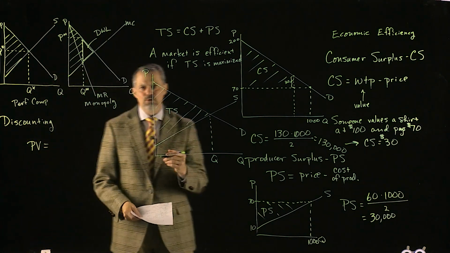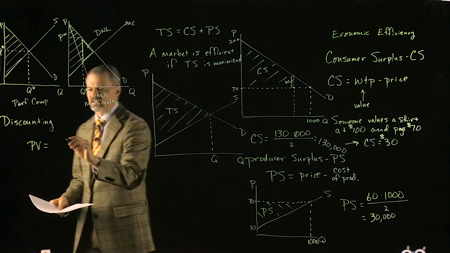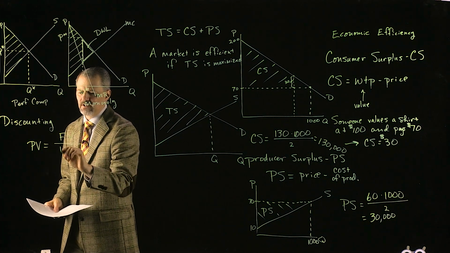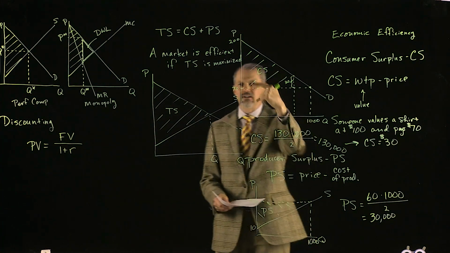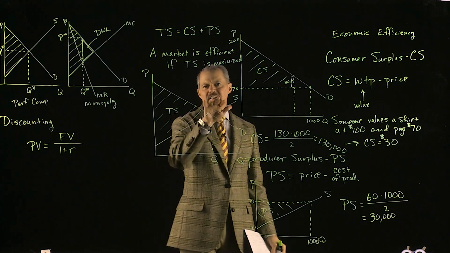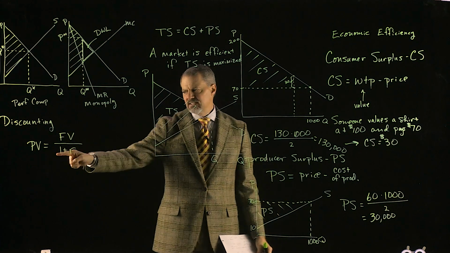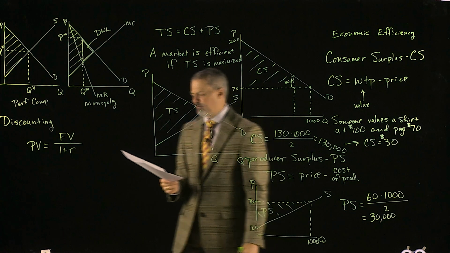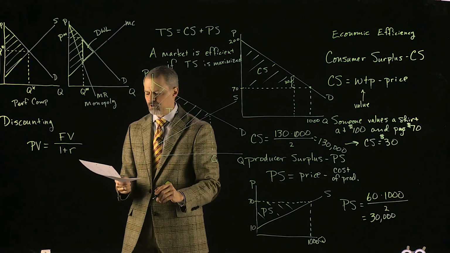If we're thinking about 1 year, the present value would be equal to the future value divided by 1 plus r. So if we're thinking about getting a future dollar amount 1 year from now, and we want to know what that future dollar amount is worth today, we need to discount it. The way that we discount it is we divide by 1 plus the interest rate. So this would be the present value of a payment made 1 year in the future.